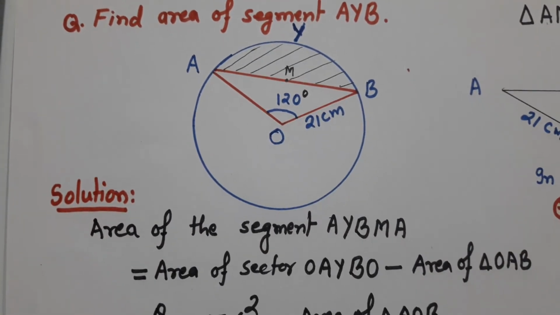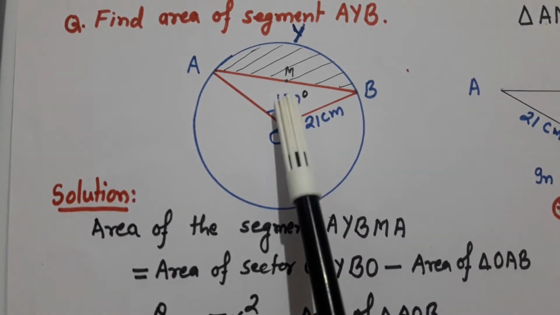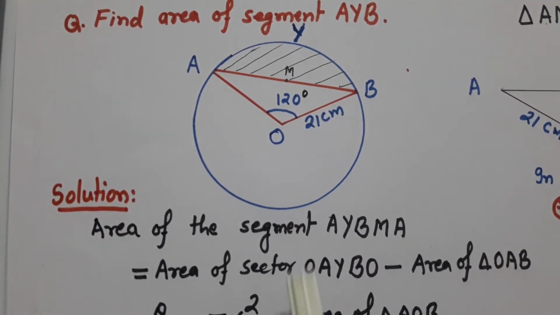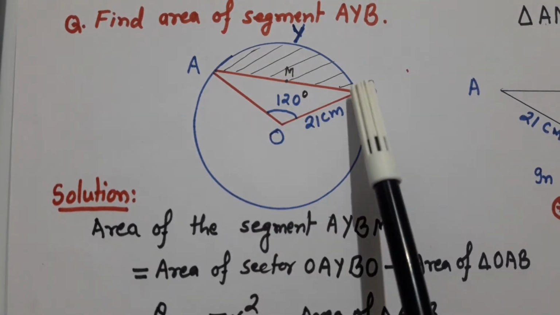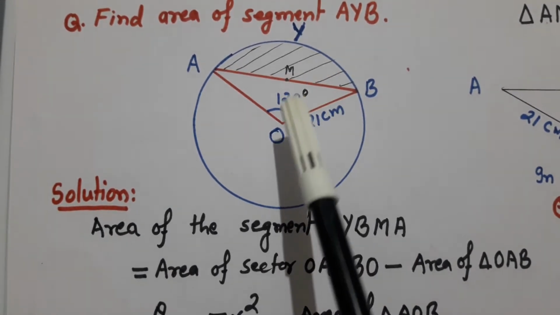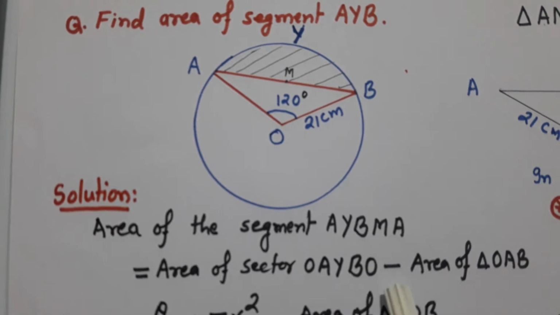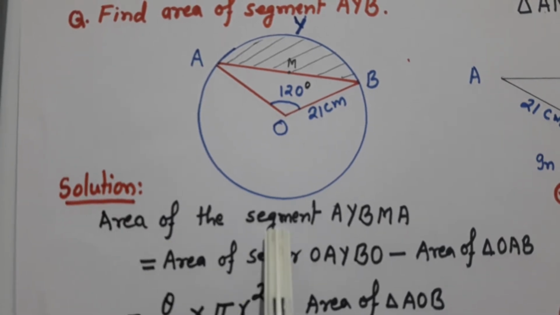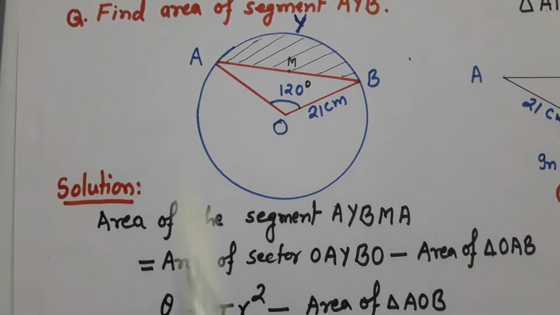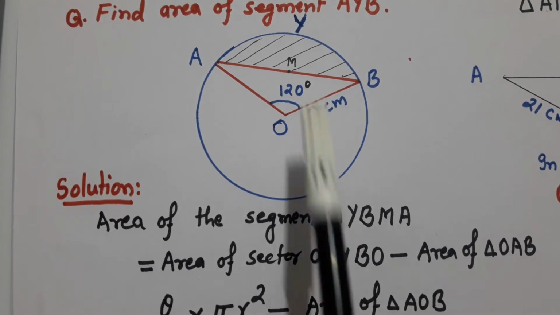When we subtract the area of triangle OAB from the area of the sector OAYBO, we get the segment. So area of segment AYBMA is equal to area of sector OAYBO minus area of triangle.